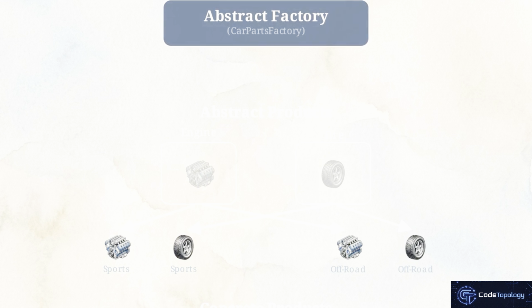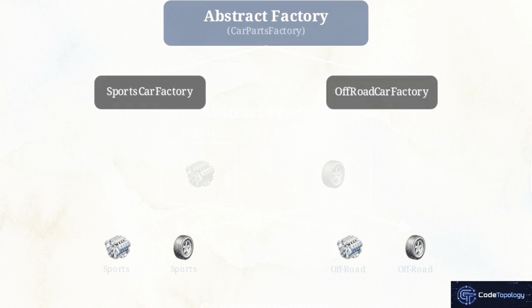Structurally, we establish abstract products. These act as the foundational contracts, dictating the rules that underlying concrete products must follow. Above them, an abstract factory interface oversees multiple concrete factories. Each concrete factory is responsible for producing its own matching family of products.